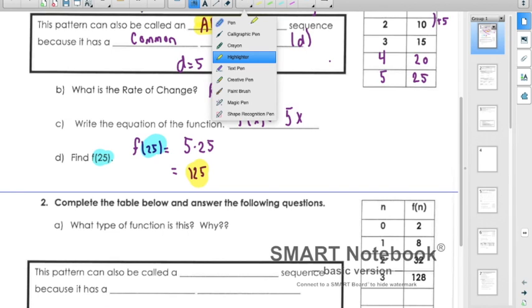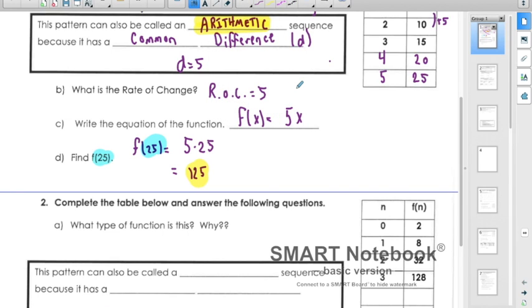I know we haven't discussed it as much, but don't forget this is actually a point on the line. This point is actually (25, 125). This is a point on the line. This is my x, my y. I substituted in 25 for x. I got out 125 for y. So this would be a point on the line.